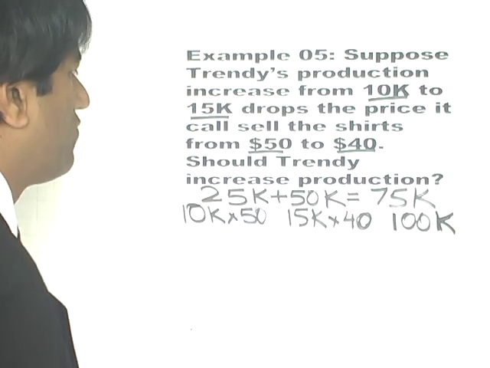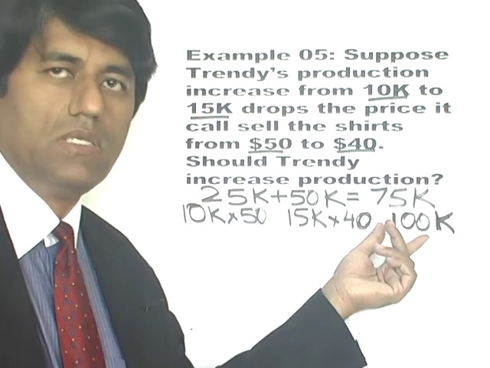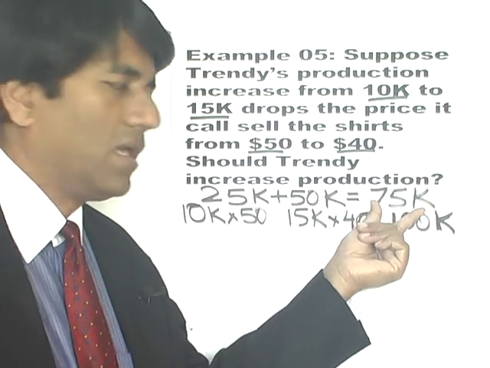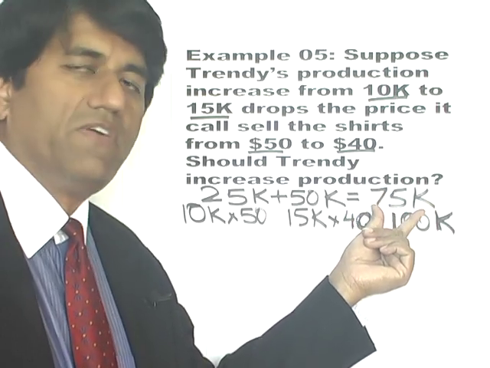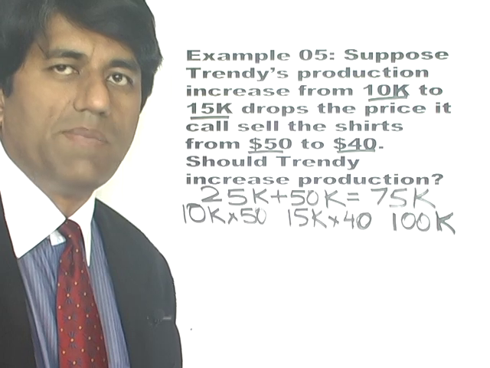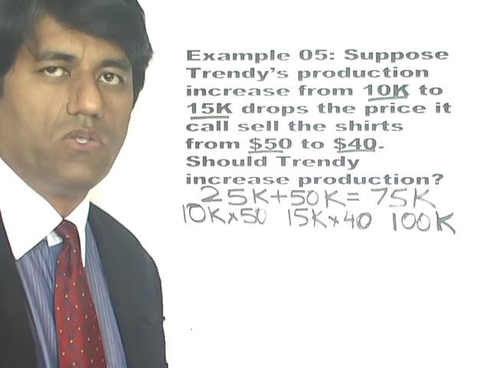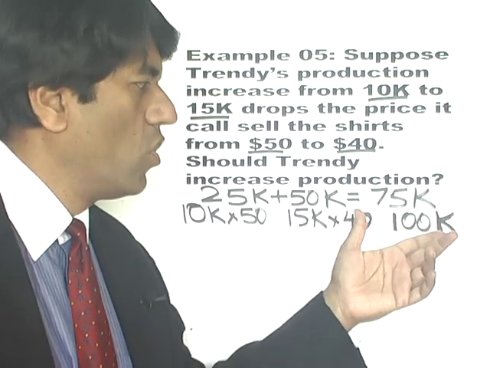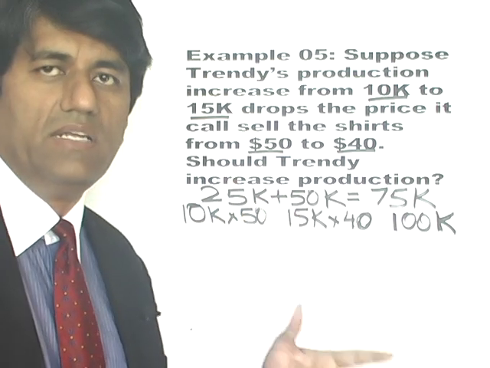So revenues have gone up by 100,000. Costs have increased by 75,000. And incremental analysis tells you this is a good thing to do. So Trendy should indeed increase production.